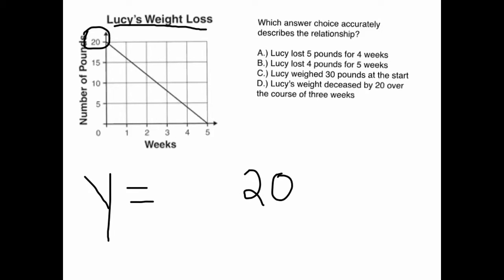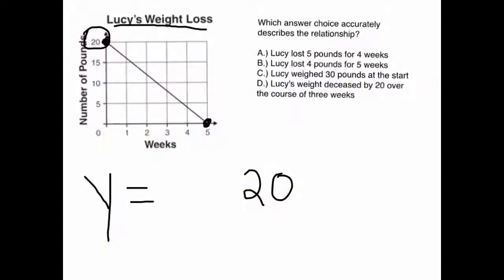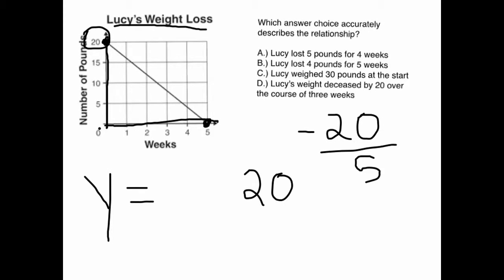My next step is to figure out what the slope is. So I'm going to put a point where y is 20. My next clear point doesn't come until x is 5. What I need to do is figure out my rise and my run. So I see that I'm going to decrease by 20, which is the same as rise, and I'm going to run 5. Negative 20 divided by 5 is going to leave me with negative 4. So I have an equation here of negative 4x plus 20.